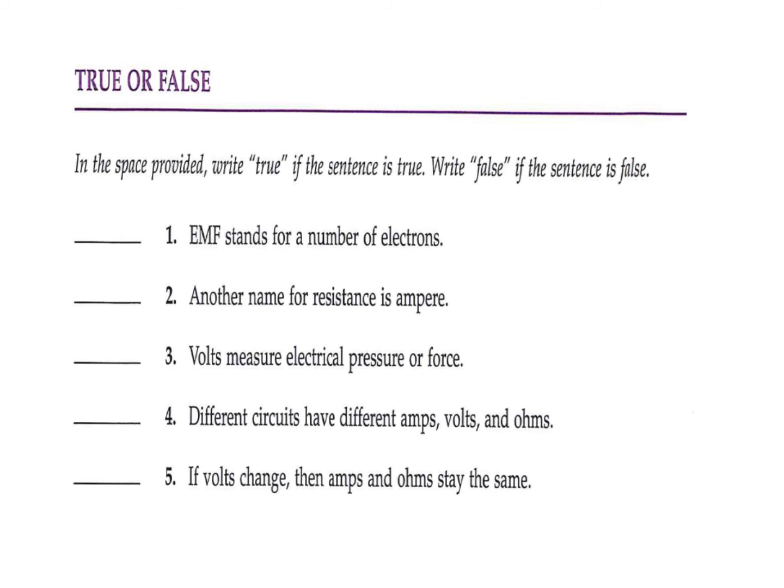So true, false, EMF stands for a number of electrons. That's false. EMF is the force, it's the voltage. Another name for resistance is ampere. That's false. Another name for resistance is ohm. Volts measure electrical pressure or force. That's true. Different circuits have different amps, volts, and ohms. That's true. If volt changes, then the amp and ohm stay the same. It's impossible, right? They have to change too. One thing changes, the other ones have to change.